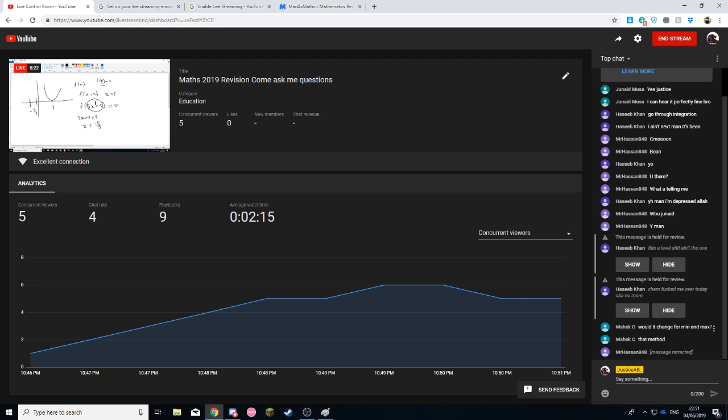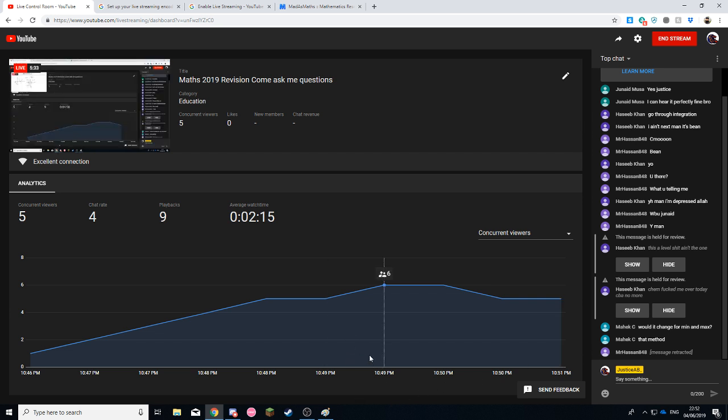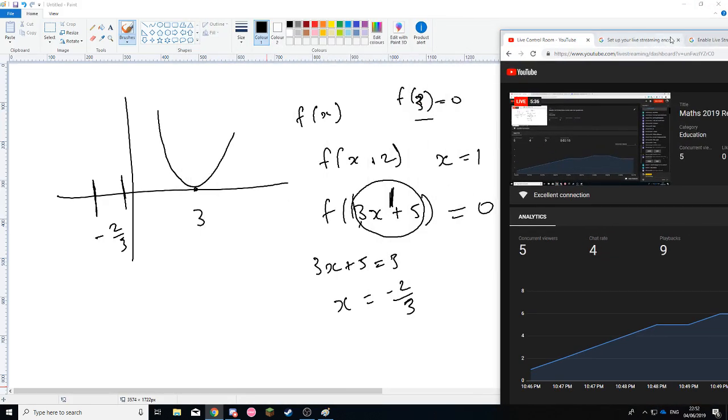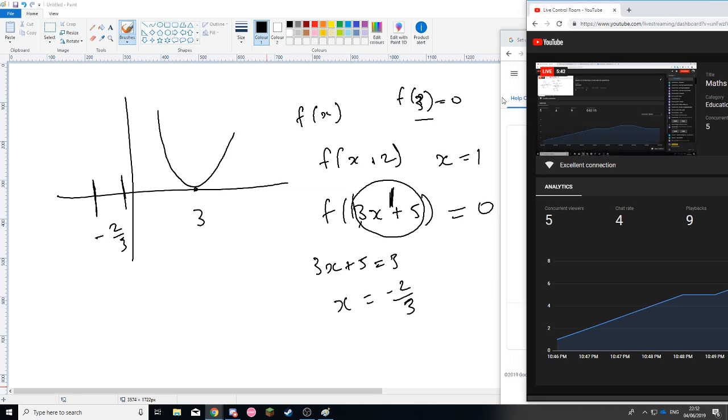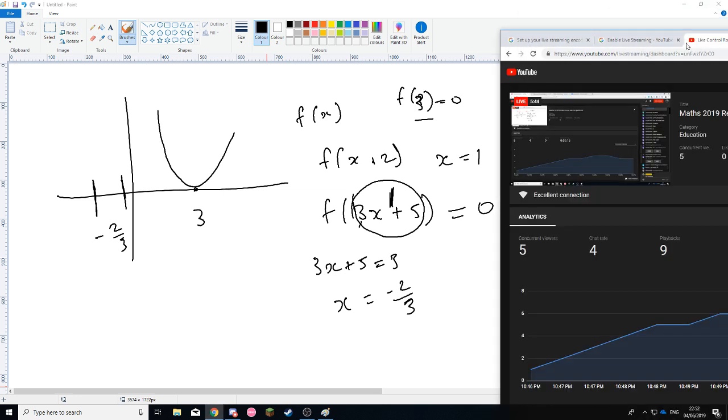Would it change for minimum and maximum, that method? The method of equating the inside of the function? I'm not sure. Let's see. Okay, should I do this both at once or something? How should I do this? You know what? Oh, flip's sake.